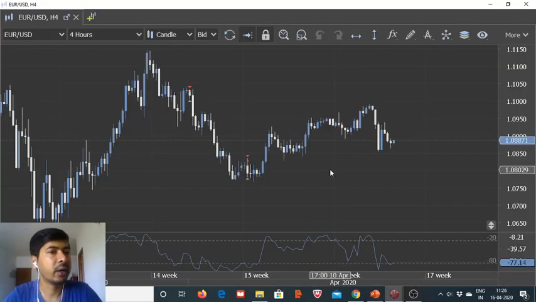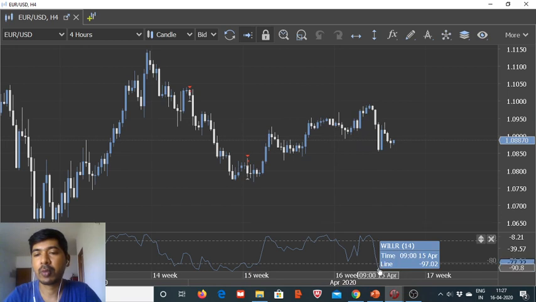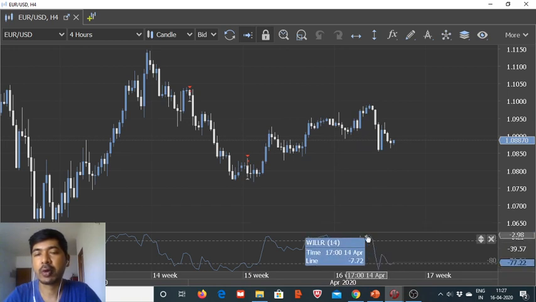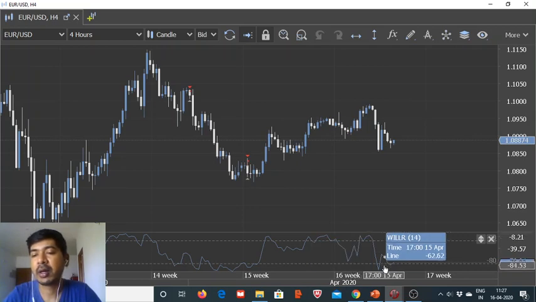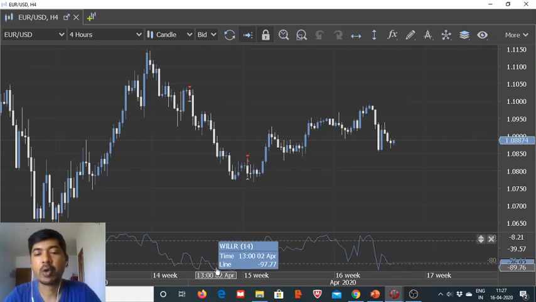Here I would like to give you a brief summary of what the idea is all about. So we are looking for the overbought and oversold conditions for the trading. So when the Williams R has been in overbought territory for at least a day, we will be looking for a sell trade, and inversely, for the buy trade, it should have been in an oversold territory for at least a day.